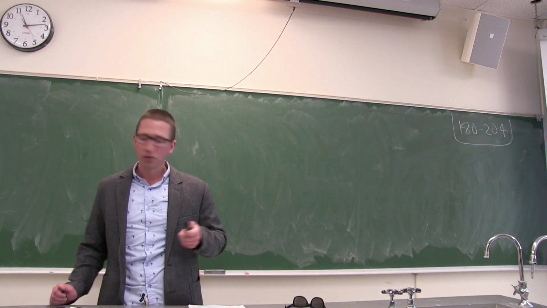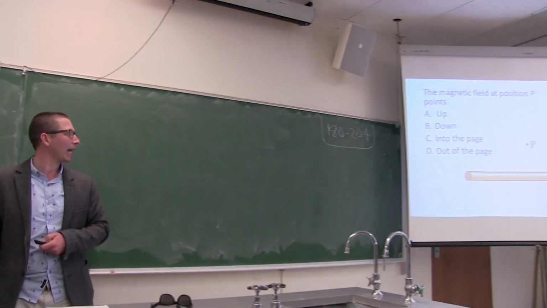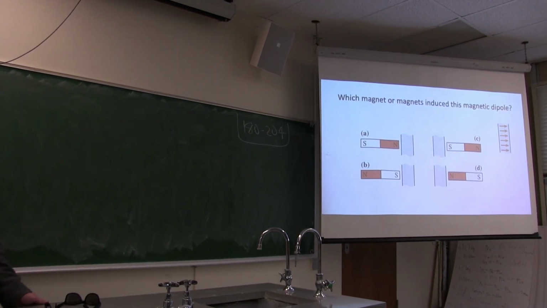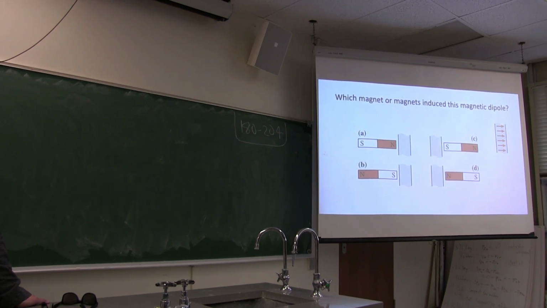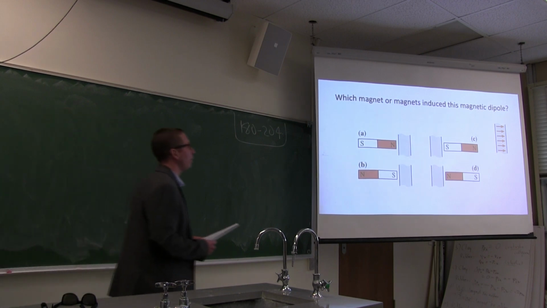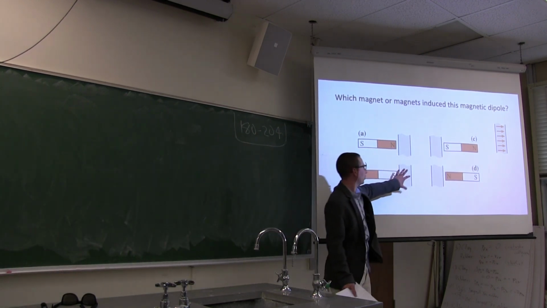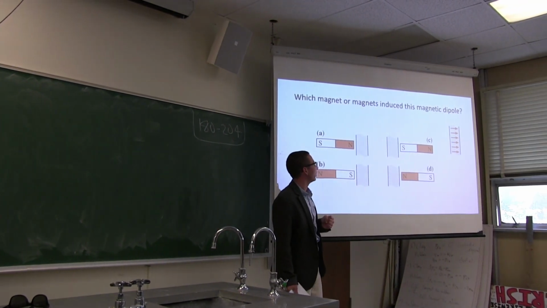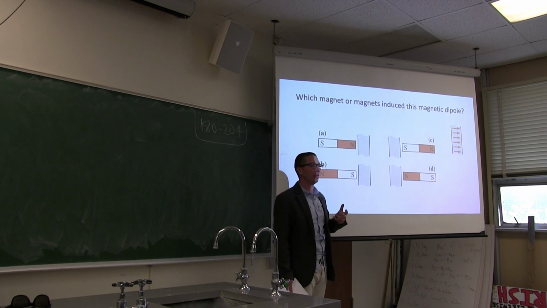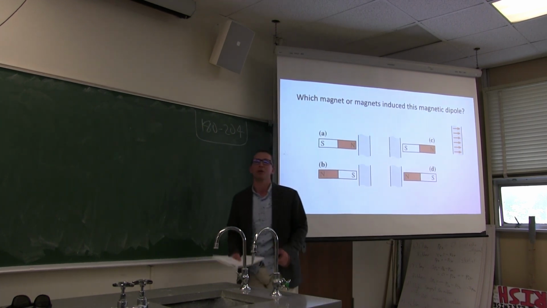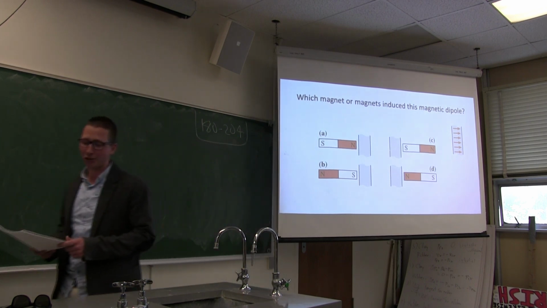All right, so the question we'll look at here is the following. Let's say I bring a bar magnet to a non-magnet, but when I do that, a magnetic field is induced in this material right here. So which configuration or configurations would be responsible for that induced field?